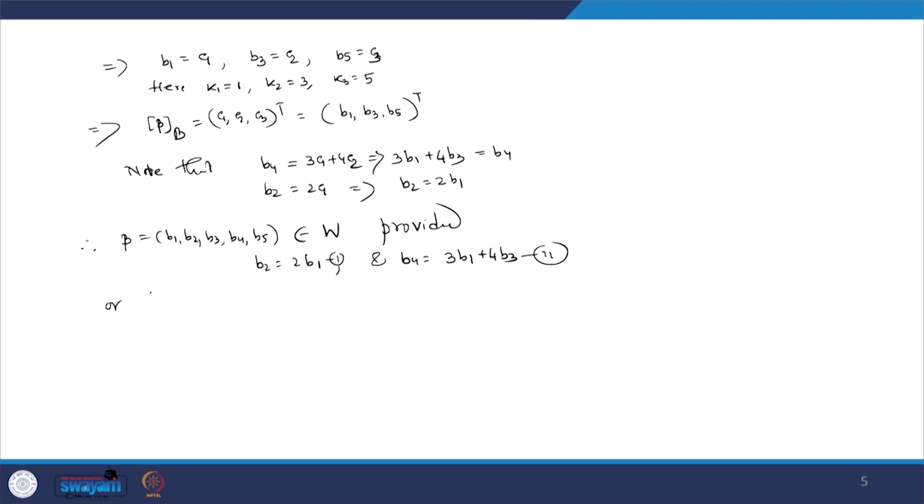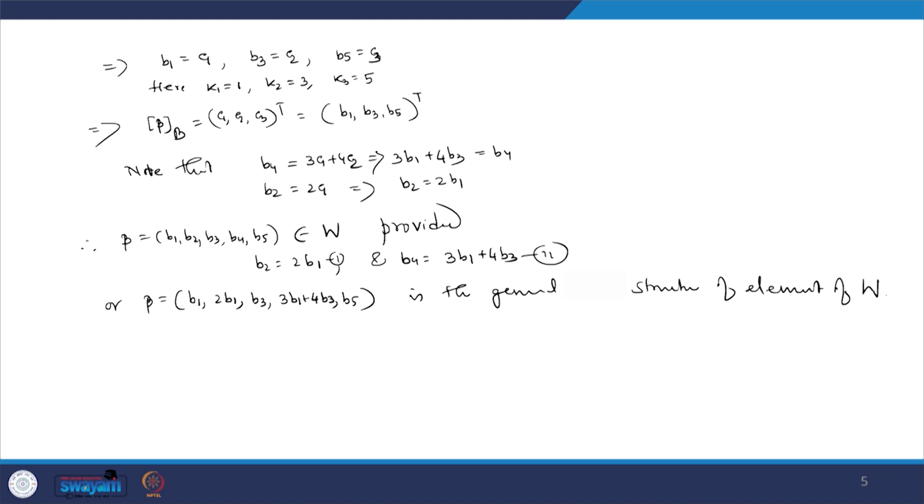Or I can say that beta will be of the form (B1, 2 B1, B3, 3 B1 plus 4 B3, B5). This is the general structure of an element of W, that is the row space of R.